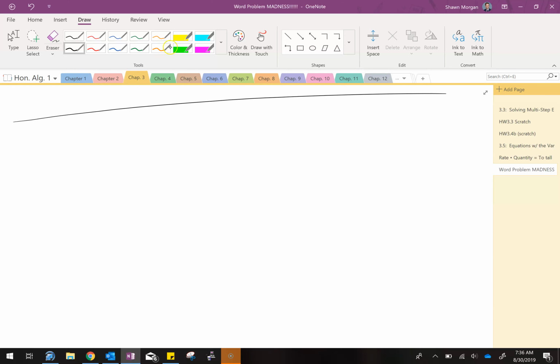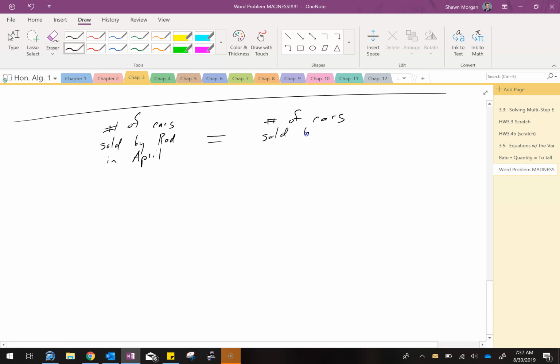All right, so check this out. The way that we're going to structure our equation, look at the second to the last sentence right there. It says they sold the same number of cars in April. So the number of cars sold by Rodney in April is going to be equal to the number of cars sold by Greg in April. That's going to be the equivalency that we look for. If I can come up with an expression for both of those, then I'll have my equation to solve.